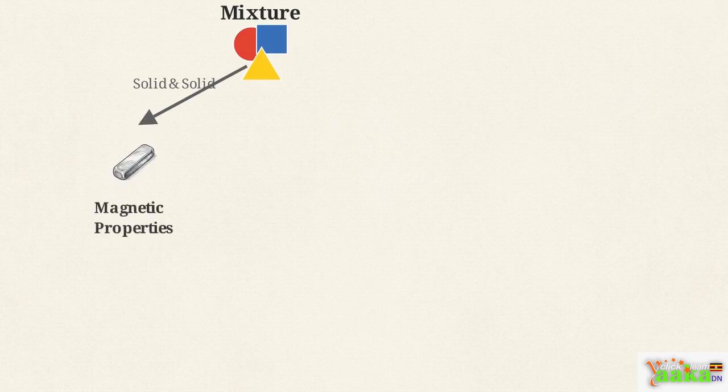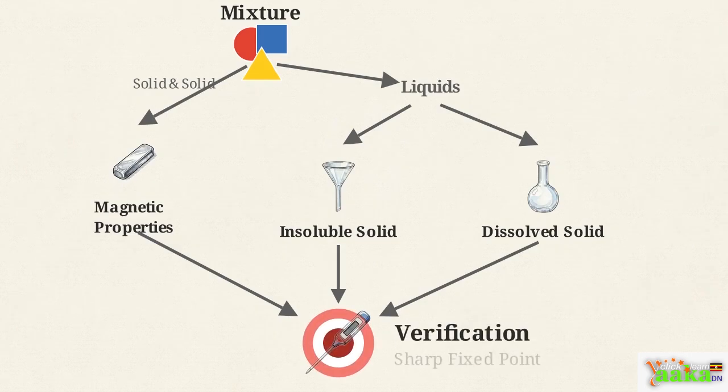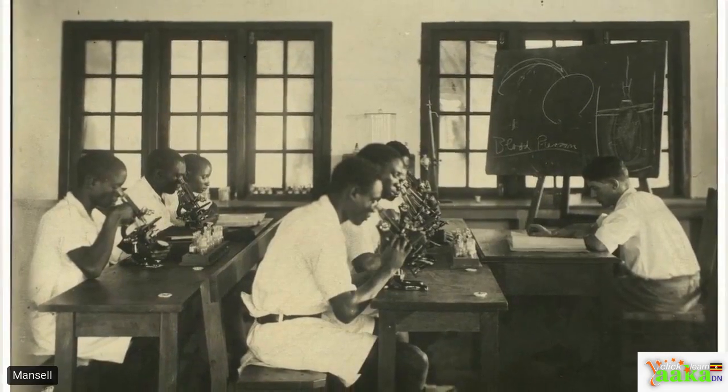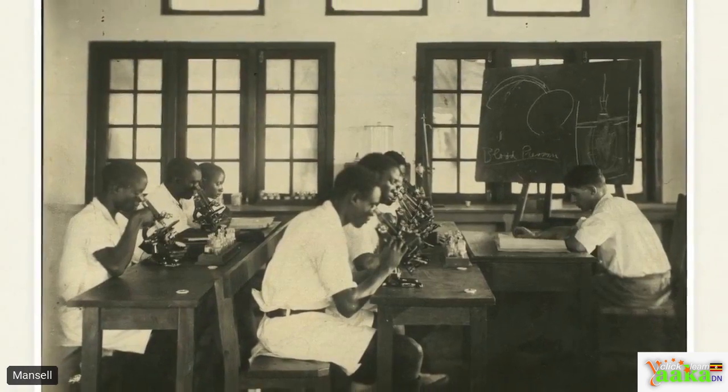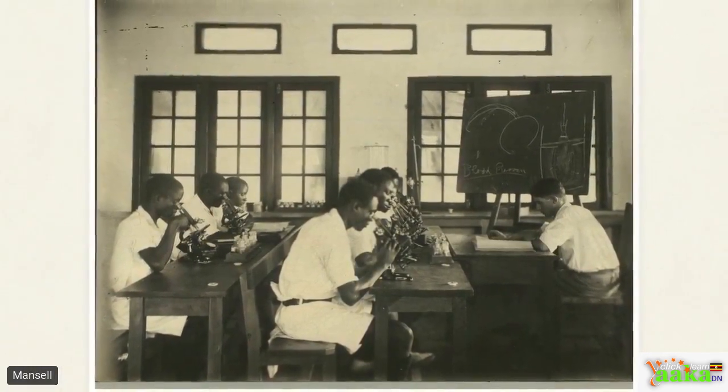This flowchart maps out the process. For a solid and solid mixture, check magnetic properties first. With liquids, an insoluble solid requires filtration. A dissolved solid needs evaporation or distillation. Finally, prove your separation worked by testing for a sharp, fixed boiling or melting point. Memorizing these specific pathways and adhering to strict risk assessments will equip you to safely solve complex chemistry problems in any laboratory setting.